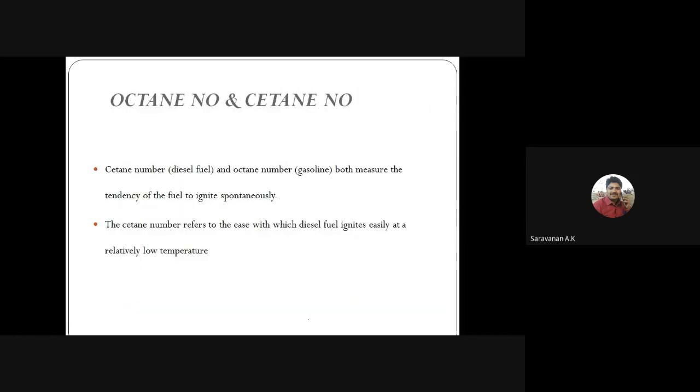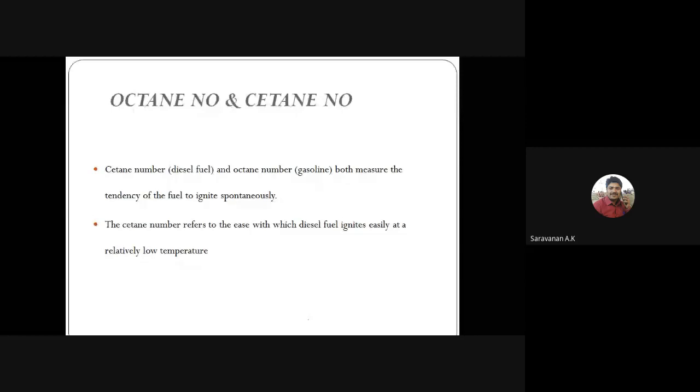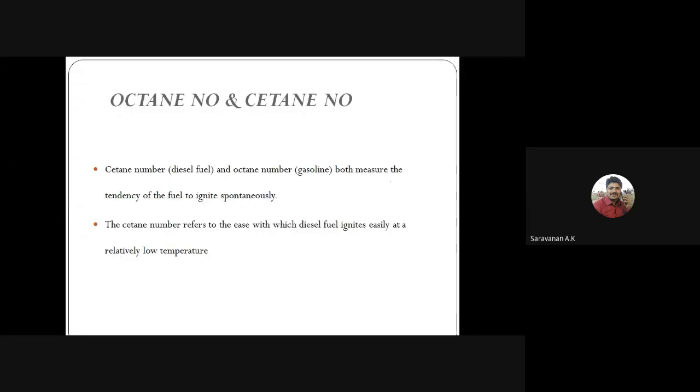Okay, right, fine. Next we can see the octane and the cetane number, right? What is that octane number and what is that cetane number? It is the measure of the tendency of the fuel to ignite spontaneously, right? So octane number and cetane number are a measure of the tendency of the fuel to ignite spontaneously, right?